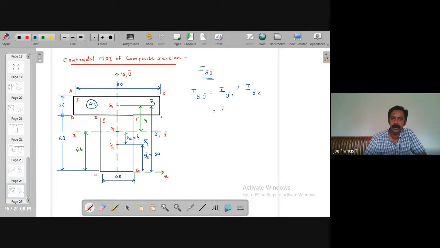I put it as DB³/12. ഫസ്റ്റ് ഫിഗർ ആയതുകൊണ്ട് ഞാൻ ഒരു സബ്സ്ക്രിപ്റ്റ് കൊടുക്കാം. D1B1³ പ്ലസ് സെക്കൻഡ് ഫിഗർ ആയതുകൊണ്ട് D2B2³/12. അത്രയും കണ്ടുപിടിച്ചാൽ മതി. അപ്പോൾ D1 is 20 into B1 is 80 cube/12 plus D2 is 60, B2 is 40 cube/12. You can straight away get the answer.